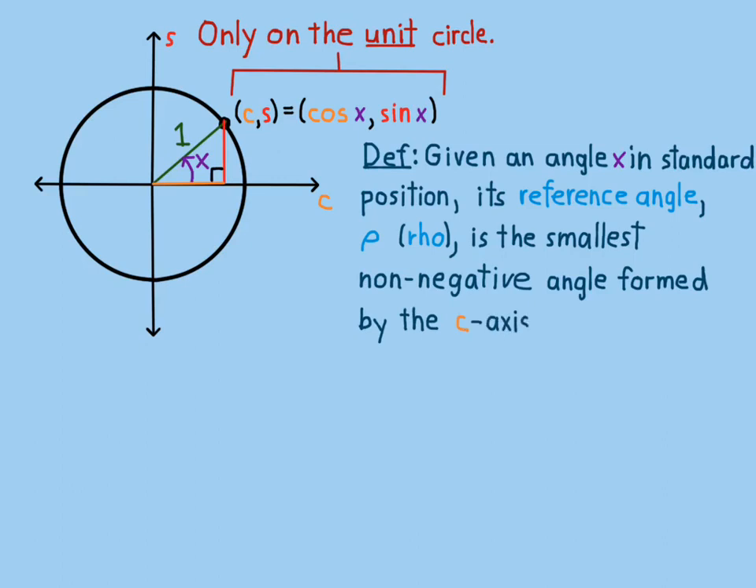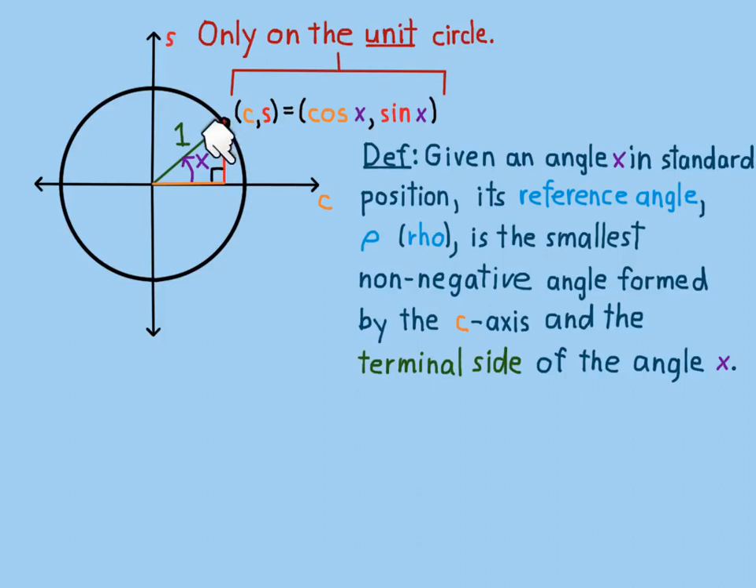So the definition, given an angle x in standard position, its reference angle, rho, which kind of looks like a curvy P, but it's a Greek R. Rho is the smallest non-negative angle, non-negative, so it's 0 or positive, the smallest non-negative angle formed by the c-axis and the terminal side of the angle x. So for this one here, positive, rho would actually be x for this one.